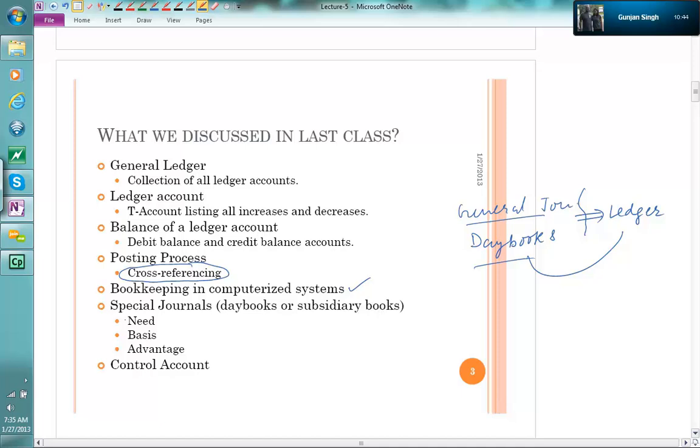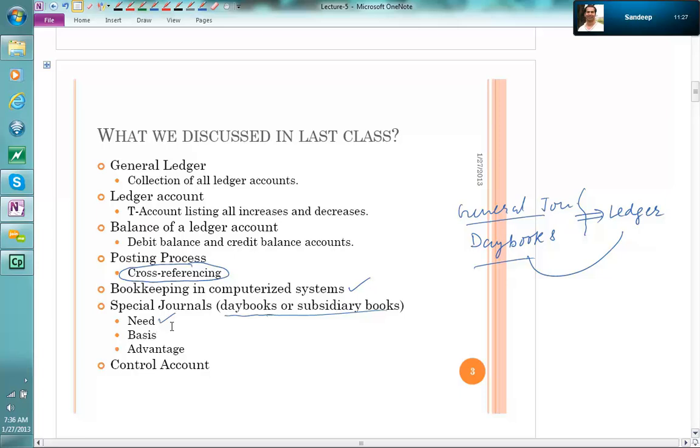Then we talked about special journals, that is day books. Why do we have day books? First of all, what is the need? We said that whenever we have a very common type of transaction, we already know what will be the debit entry and what will be the credit entry. So why do we need to write 2 lines each and every time? When we are entering the data into the day book, only one part of the transaction is noted down, and then when we are posting the data into the general ledger, at that point of time the second part of the entry is also captured.